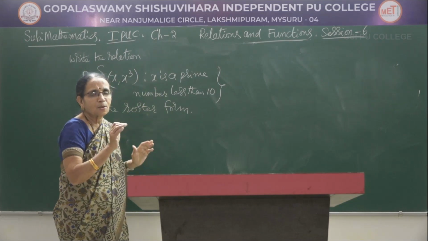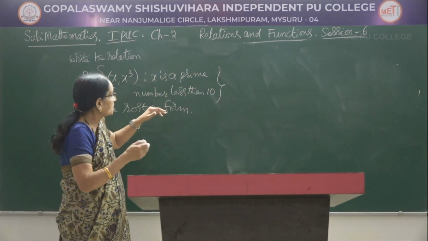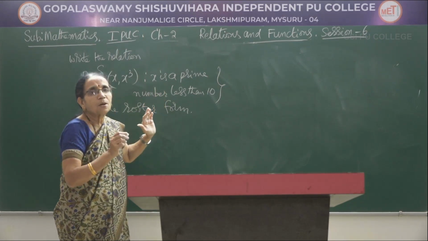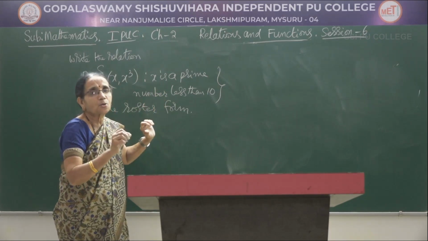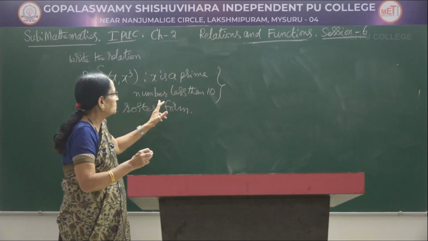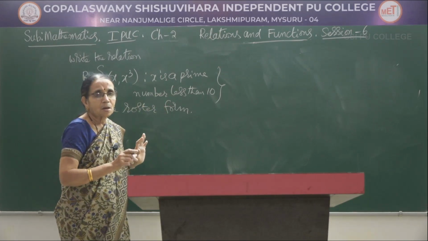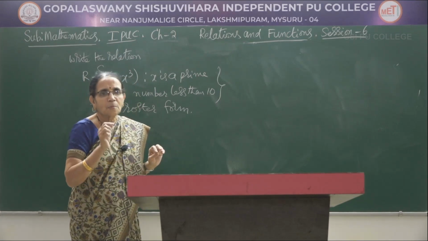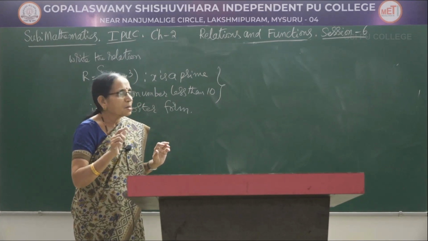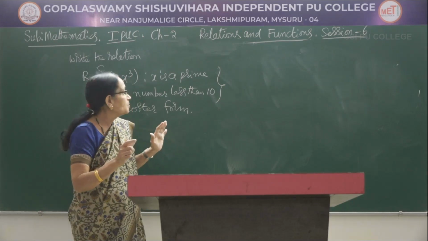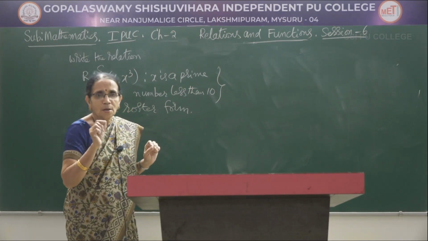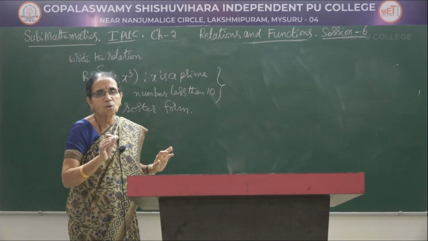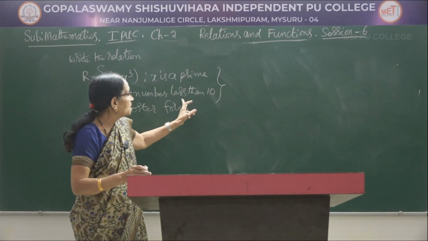But what are the values? In the previous one, the values of x were given. Now, a condition is given. What value should be assigned to x? x is a prime number less than 10. I hope you remember the definition of a prime number: a number greater than 1 which is divisible by only 1 and itself. Now, 1 cannot be taken, start with 2. And the condition is less than 10.